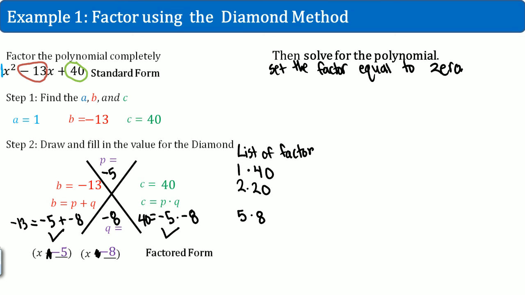I have X minus 5, set that equal to 0. I have to add 5 to both sides. I get X equals 5. The other side, I have X minus 8 equals 0. I add 8 to both sides. I get X equals 8. There you go. I have my factors and I have my solution. So I'm good.